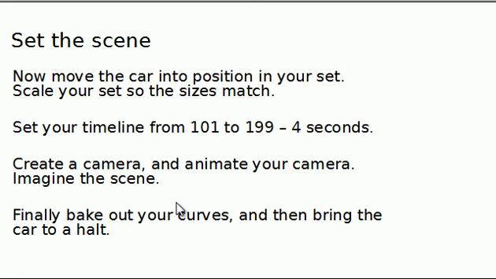Then finally, I'll show you how to bake out your curves. All of this stuff is in the tutorial, and baking out means taking all of these, because remember we've created a cycle, a 24-frame cycle, but we've expanded our shot to 4 seconds. So what we've got to do is bake out our curves so that you've got keyframes on every frame, or nearly every frame. And then the last thing to do is to bring the car to a halt.